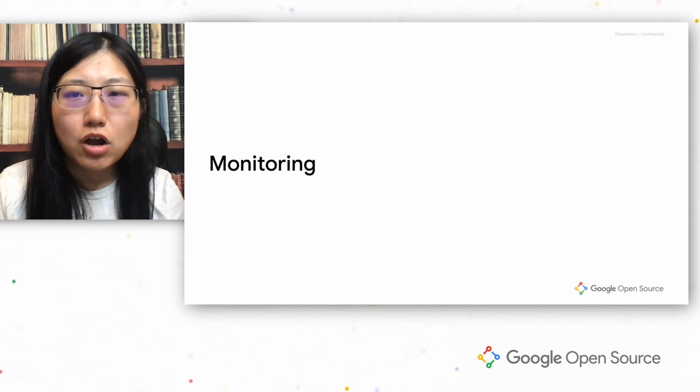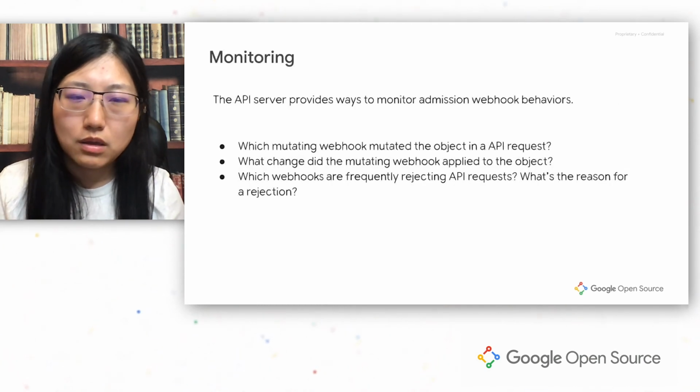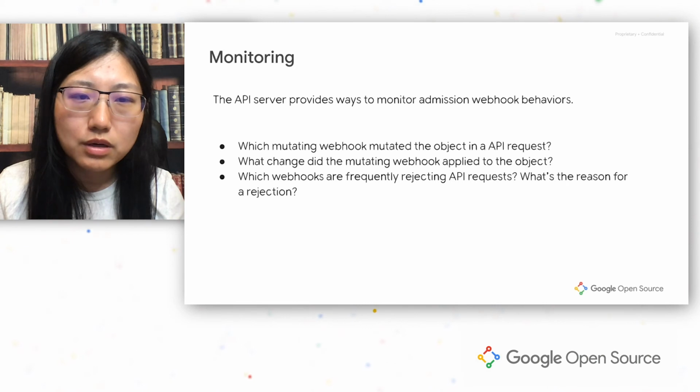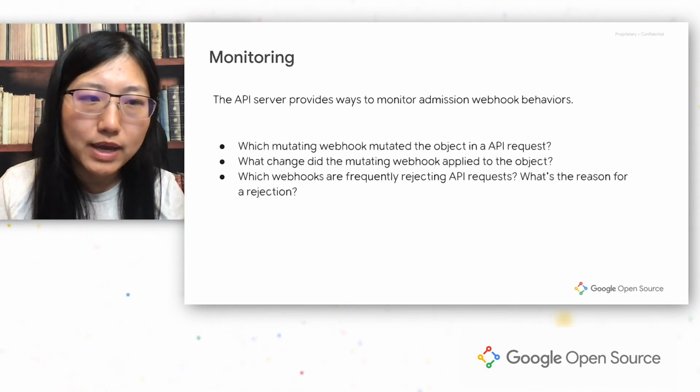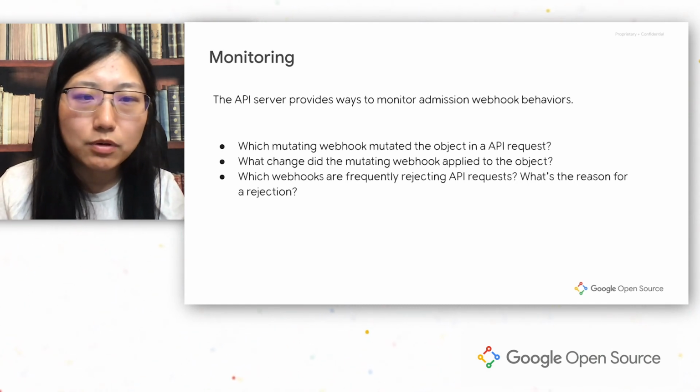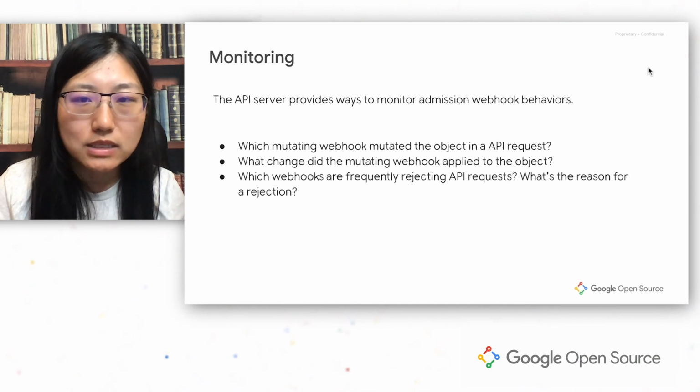Next, let's talk about the ways to monitor admission webhook behavior. There are some questions whose answers can definitely help us monitor the admission webhook behavior, like: which mutating webhook mutated the object in an API request? What change did the mutating webhook apply to the object? Or which objects are frequently rejecting API requests? And what's the reason for rejection?